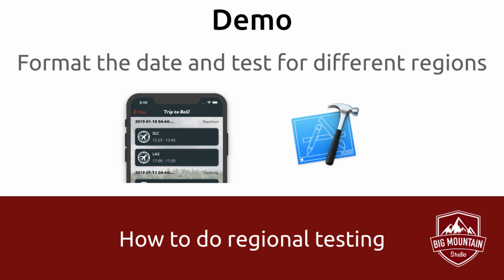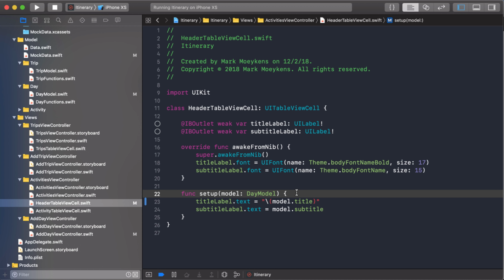Okay, so let's go back into our project and format that date, and then we'll test it in different regions and different countries using different calendars. Okay, so the first thing we want to do is create a date formatter object.